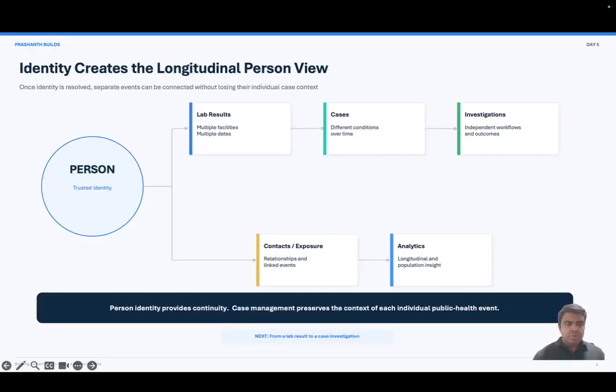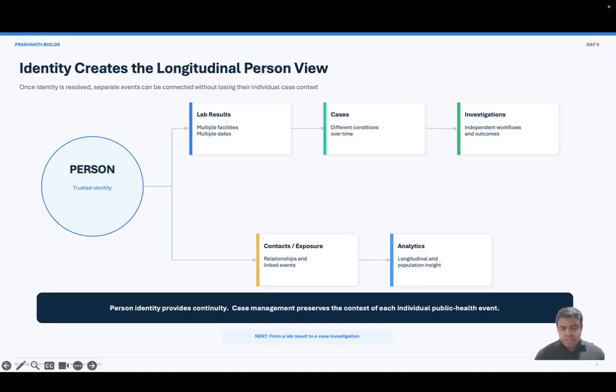This brings us back to something we discussed in day 3, person-centric versus case-centric design. A modern surveillance platform needs both. Identity resolution gives us continuity at a person level, and it allows labs, cases, and investigations to be connected to the same individual over time. But each case still needs its own context, workflow, status, and outcome. The person is not the case, and the case is not the person. So the architecture should preserve both views: a trusted longitudinal identity and independent cases or investigations.